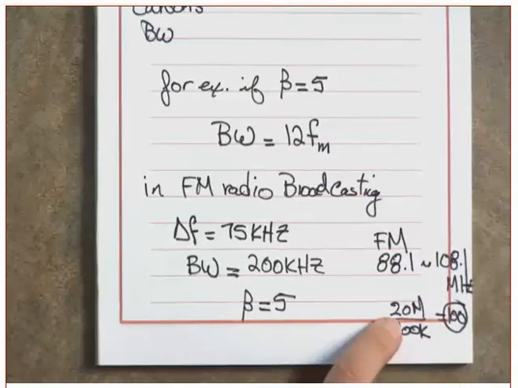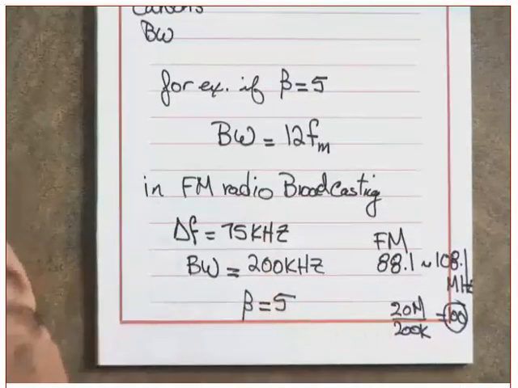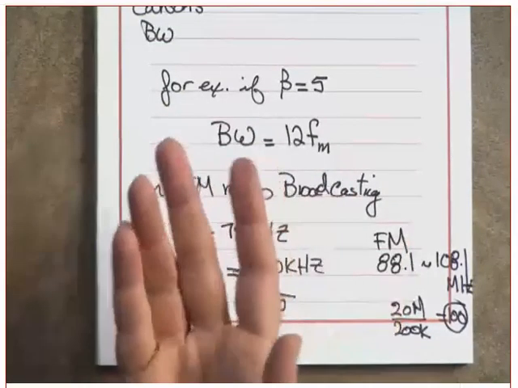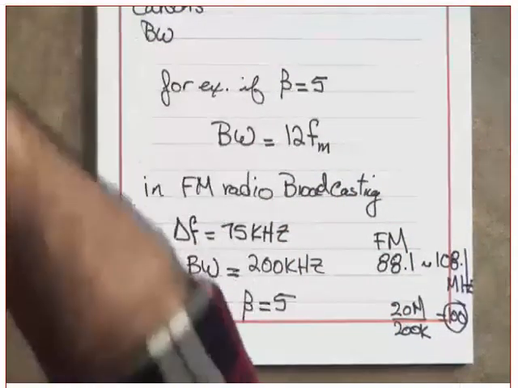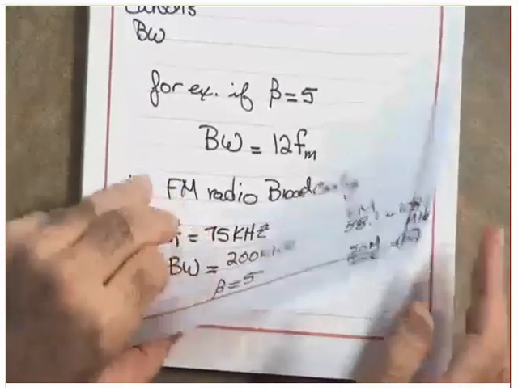In AM, what was the whole bandwidth? 1 megahertz. And each channel was 10K for a total of 100 AM channels. Now, does that mean that there are only 100 FM channels in the US? Of course not. Why? Because we are going to reuse the frequencies as we move along. Clear? Okay. So that's the FM. The penalty that you pay for the FM is a wide bandwidth.